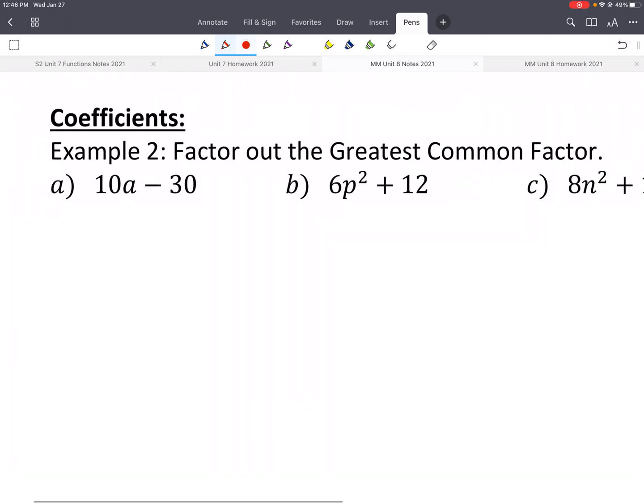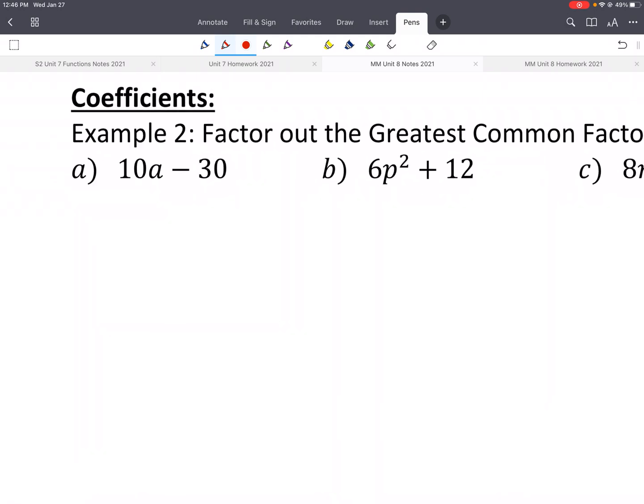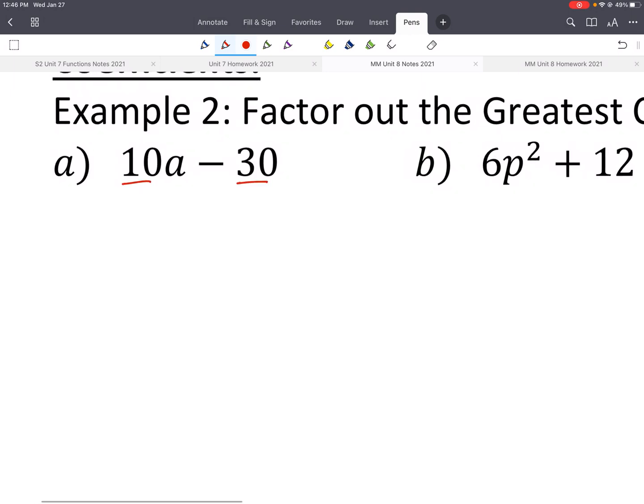Again, we're going to follow the same sort of thing. We'll talk about coefficients, then we'll do variables, and all that stuff, okay? So first, let's identify the greatest common factor. What can we divide 10 and 30 by? Okay, and you'd probably say 10, okay? If a number ends with a 0, then we can divide it by 10.